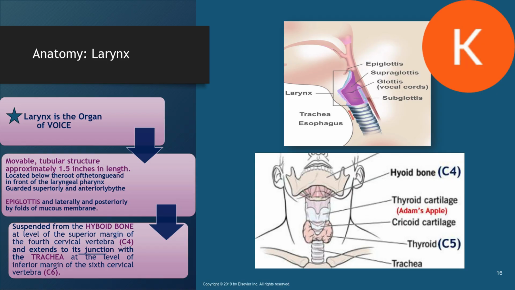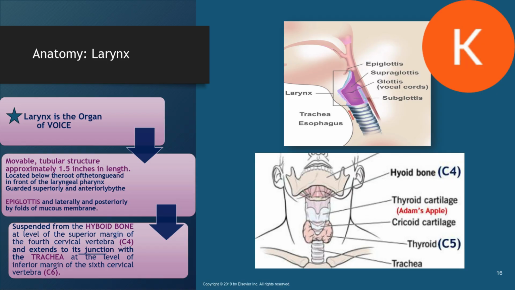Suspended from the hyoid bone at the level of the superior margin of the fourth cervical vertebra, which is at the level of C4, and extends to the junction with the trachea at the level of the inferior margin of the sixth cervical vertebra, which is C6.